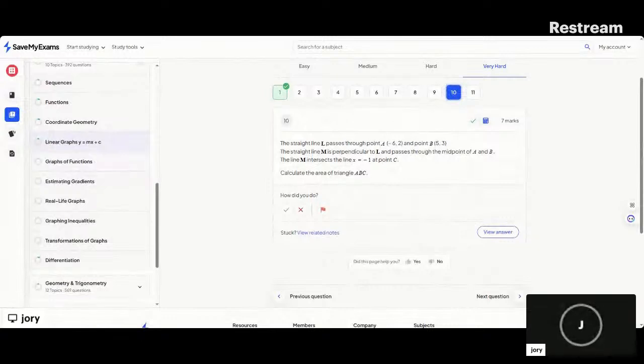Wait, I solved this with my friend today. Calculate the area of this triangle. I'm going to solve it again because I don't even remember what I did today. But it's alright. I just want to sharpen my pencil.